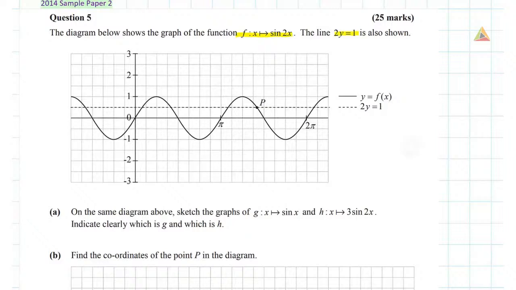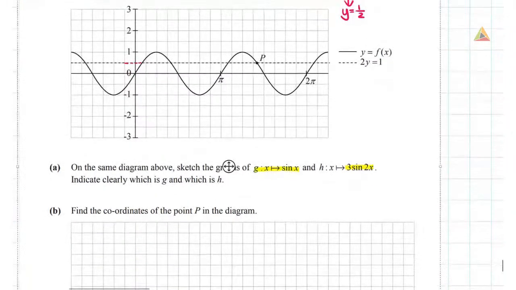So before we do anything, I'm just going to take this 2y equals 1 and I'm going to rewrite that, get the y on its own at the left hand side, it's y equals a half. So as you can see there, that line, it's a straight line passing through a half on your y-axis. So part A asks us, on the same diagram above, sketch the graphs of g of x, which is just going to be a regular sine x, and h of x, which is going to be 3 times sine 2x.